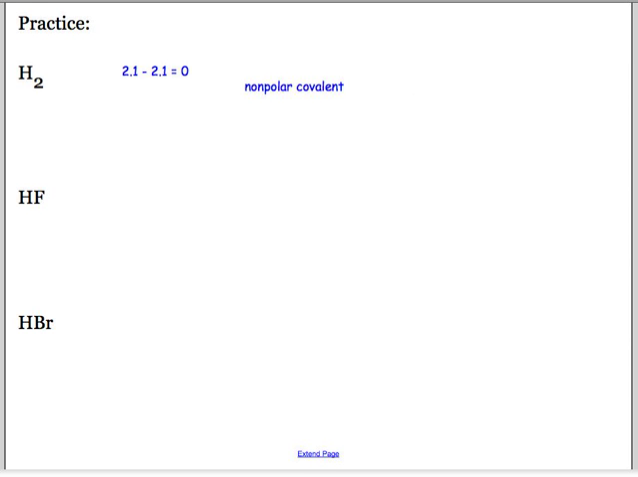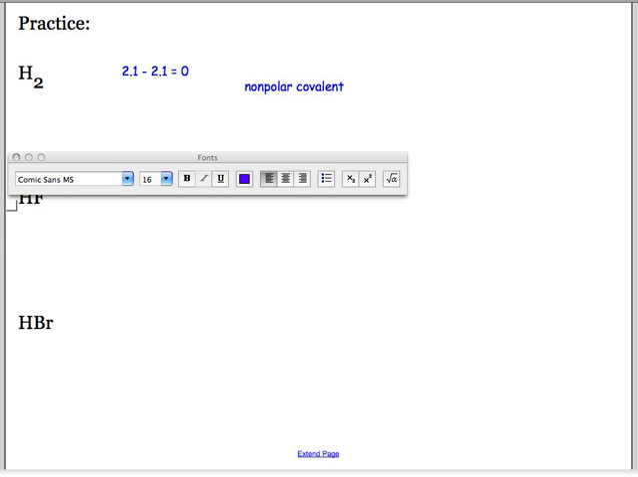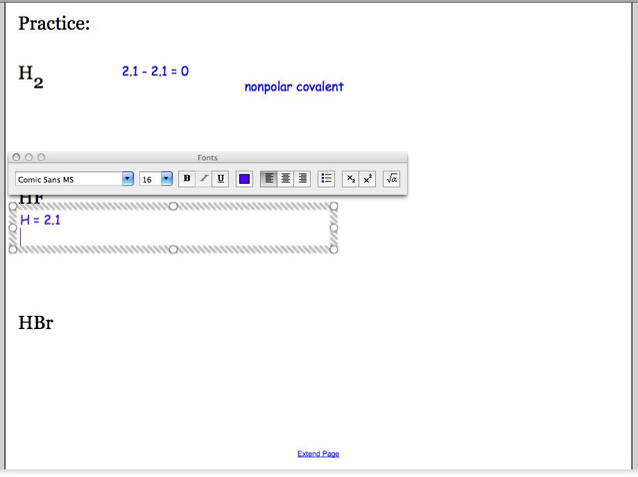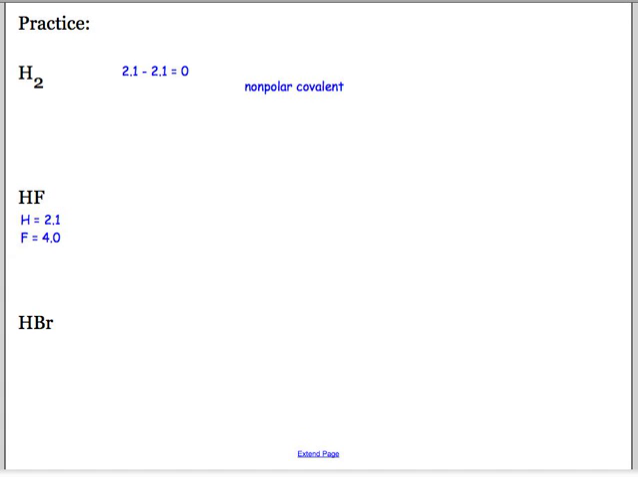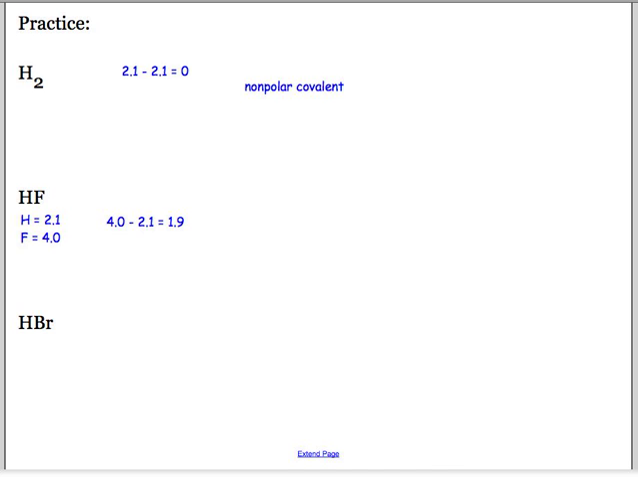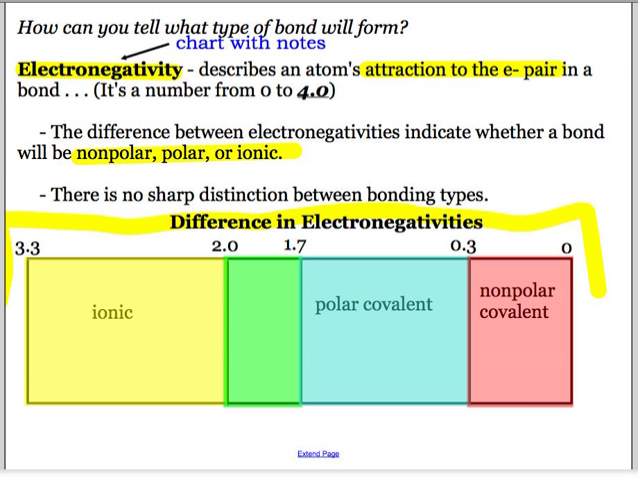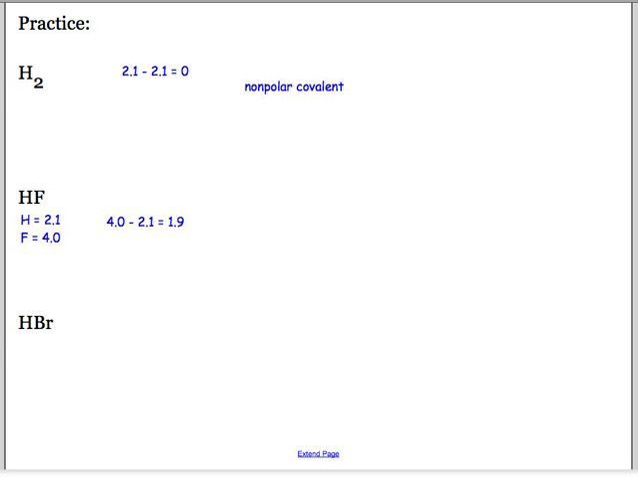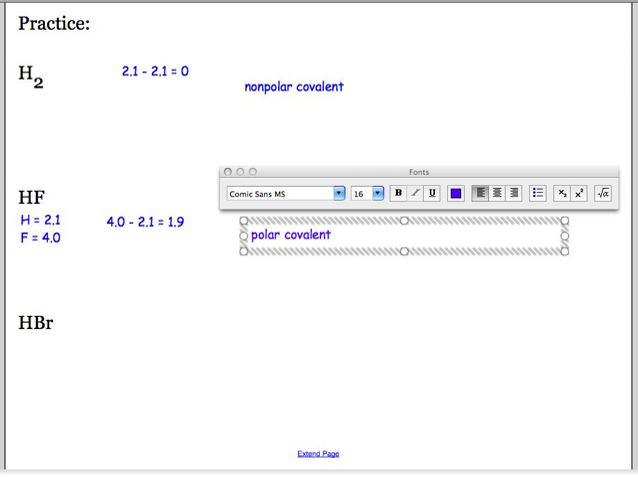When you look up hydrogen and fluorine, you'll find different values. Hydrogen is 2.1, fluorine is 4. You always just want to take the higher number minus the lower number. So we do 4 minus 2.1, and we get 1.9. You refer back to your chart, and you see we're in this bleed over area. So then you have to actually look at your compound and see what you have. This is 2 nonmetals. So this would be considered polar covalent rather than ionic because of the nonmetals.